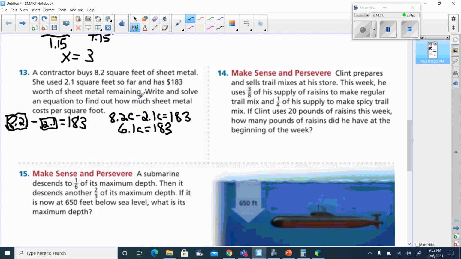Now remember, you might be saying, why did I put C there? Remember, the whole point is to write and solve an equation to find out how much sheet metal costs per square feet. So the cost per square feet is what I need. All right. So now I'm going to divide 6.1 from both sides so I can isolate my variable. That leaves C by itself.